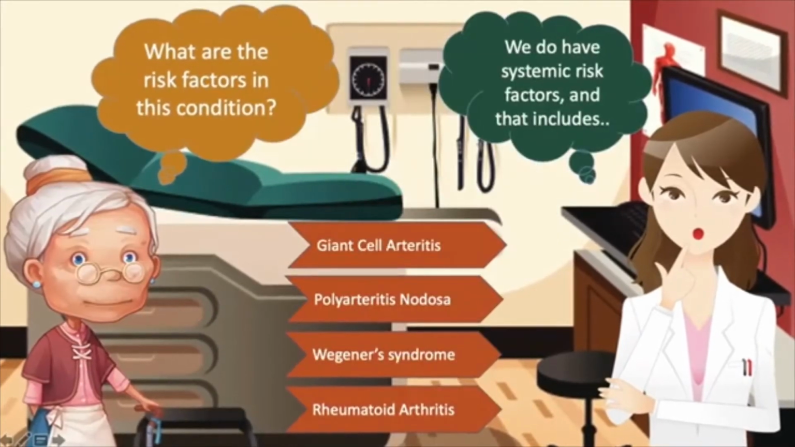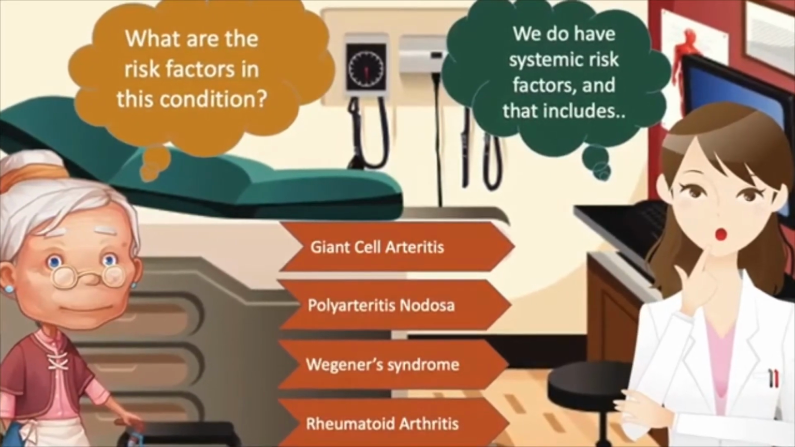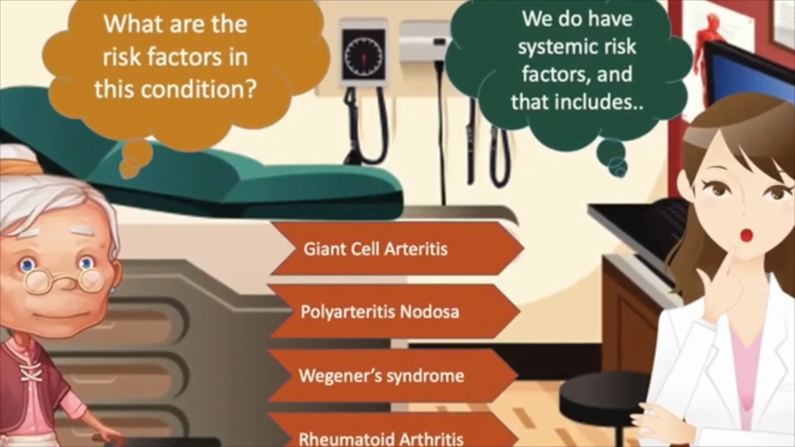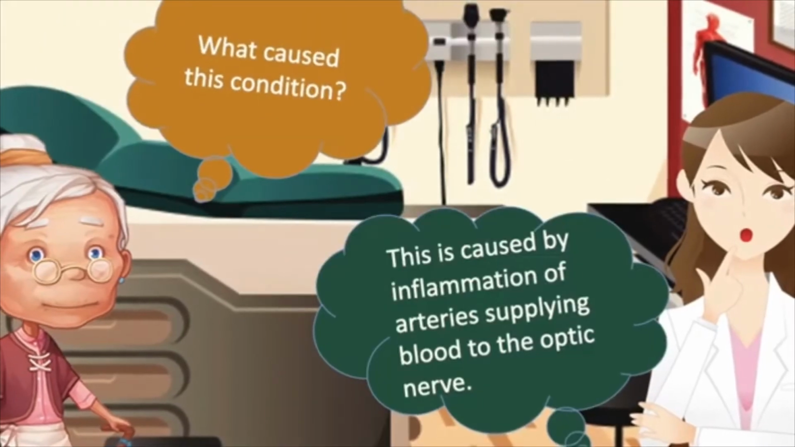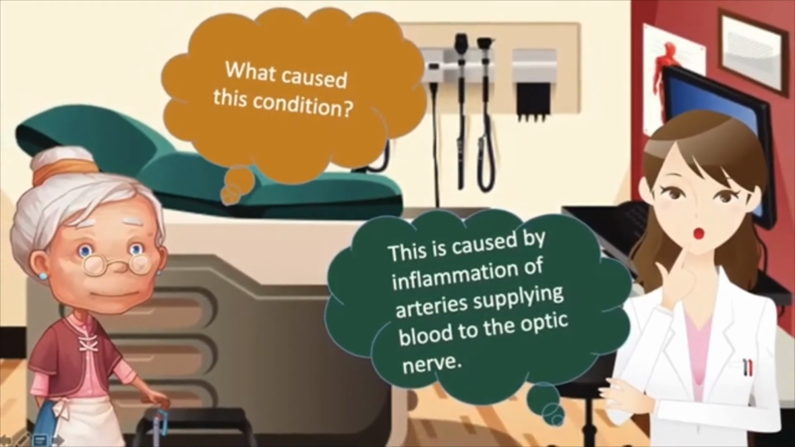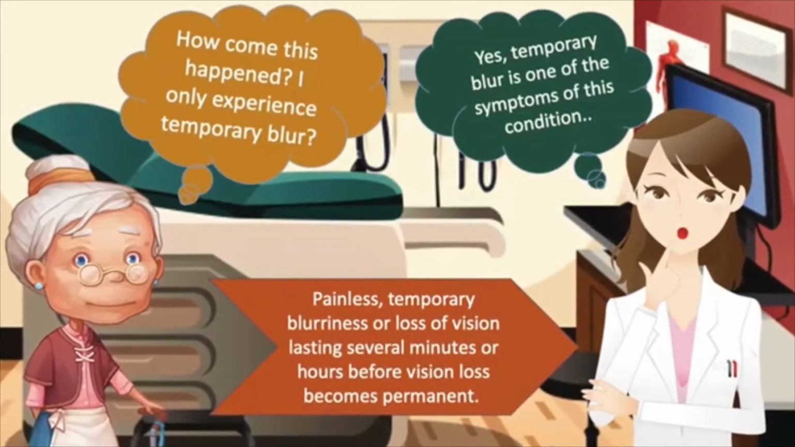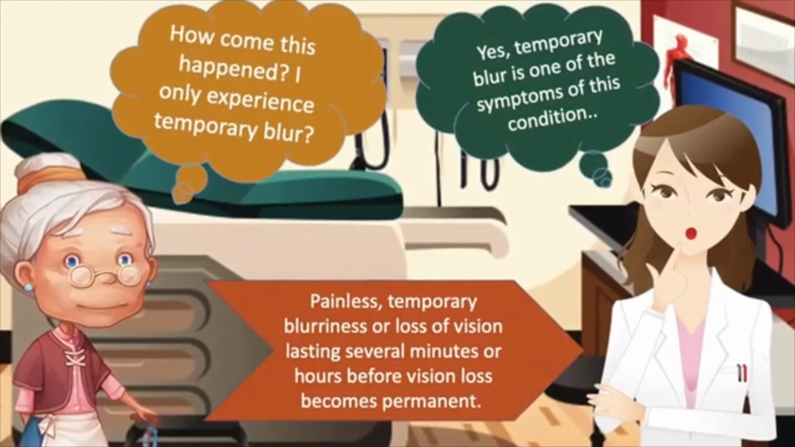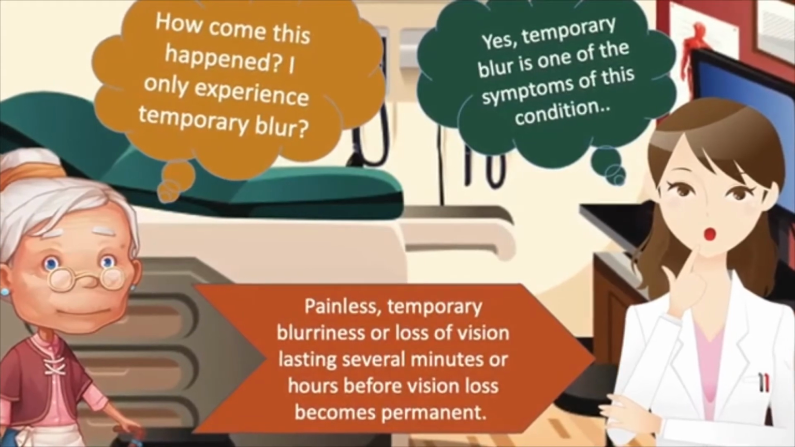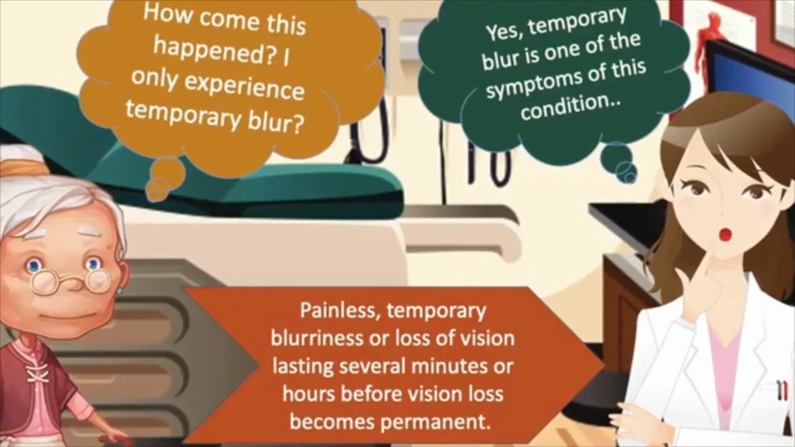What are the risk factors of this condition? We do have systemic risk factors, and that includes giant cell arteritis, polyarteritis nodosa, Wegener syndrome, and rheumatoid arthritis. What caused this condition? It is caused by inflammation of arteries supplying blood to the optic nerve. How come this happened to me? I only experienced temporary blur. Yes, temporary blur is one of the symptoms of this condition: a painless, temporary blurriness or loss of vision lasting several minutes to hours before vision loss becomes permanent.